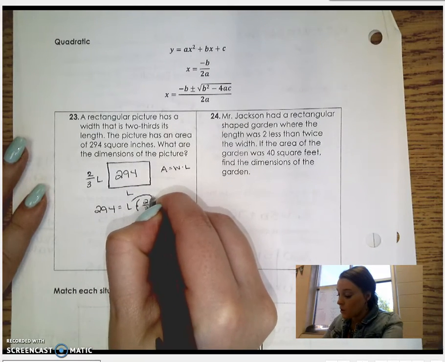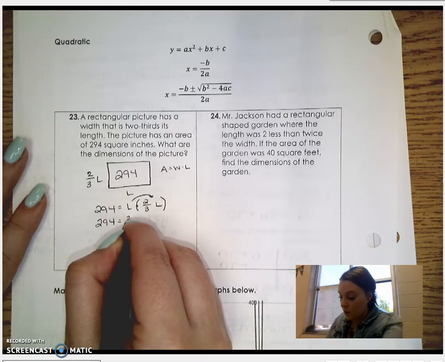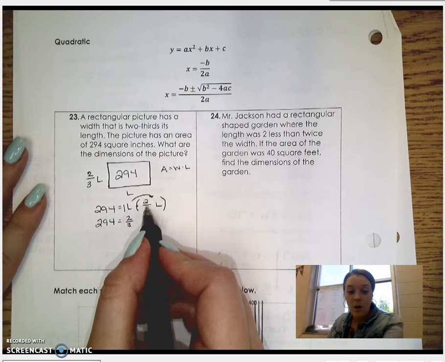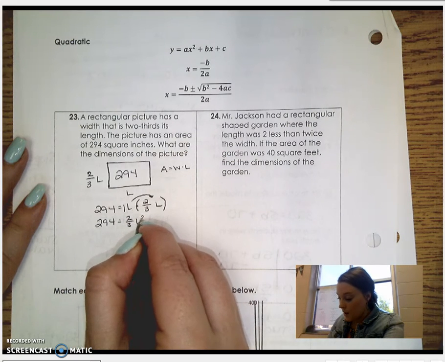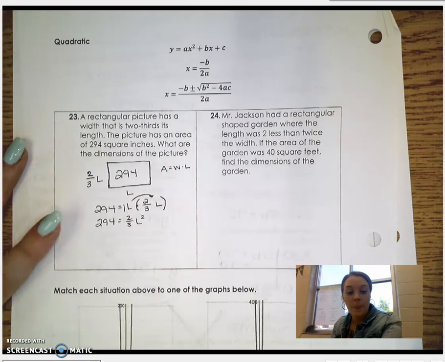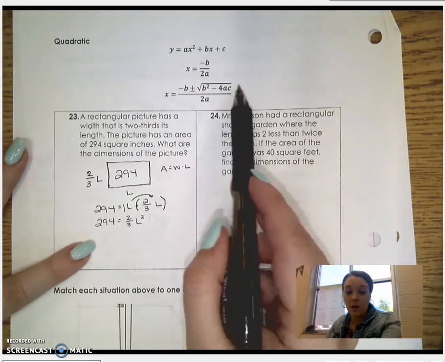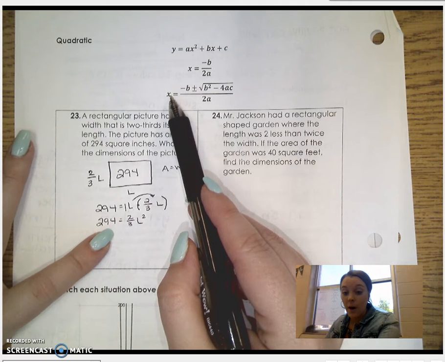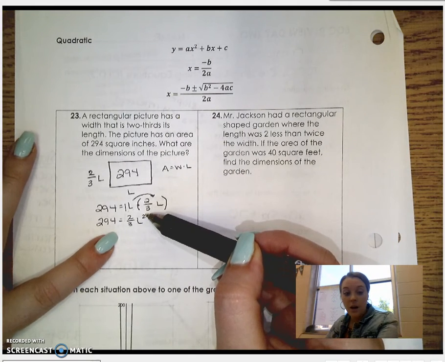You're going to distribute this L, so you get 294 equals 2/3, because there's a coefficient of 1 in front of this L. 1 times 2/3 is 2/3. L times L is L squared. Now, there are multiple ways you could solve this. You could solve it using the quadratic formula, but if you notice, we don't have a b value. You don't have a linear term because you have an L squared and you have a constant.